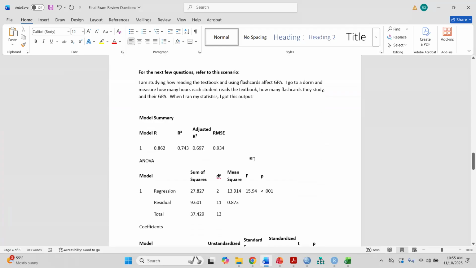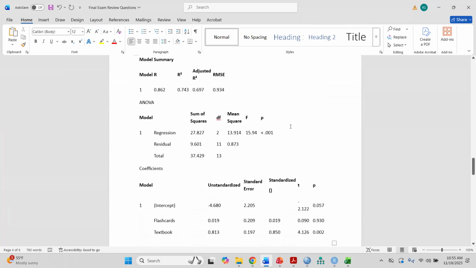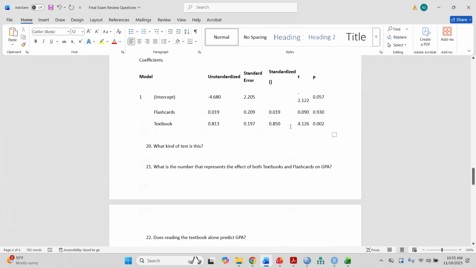All right, for the next few questions, refer to this scenario. I'm studying how reading the textbook and using flashcards affects GPA. I go to a dorm and measure how many hours each student reads the textbook, how many flashcards they study, and their GPA. When I run my statistics, I get this output. Okay, we got a lot of stuff going on here. What kind of test is this?